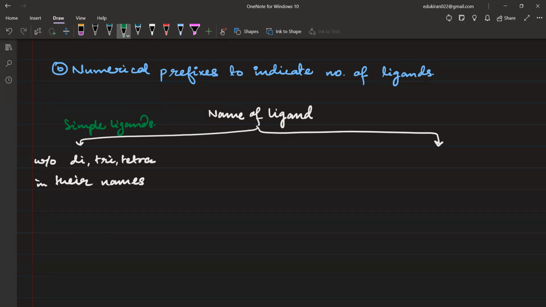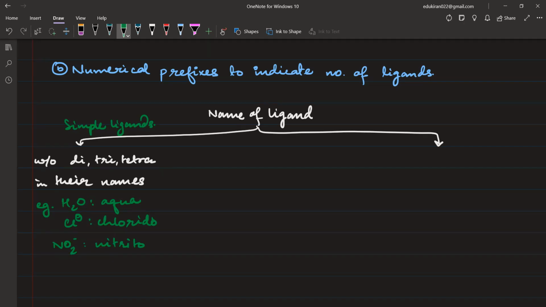ठीक है. For example, H2O का नाम क्या है? Its name is aqua. Aqua does not have di, tri, tetra inside it. For example, Cl negative is what? Chlorido. Chlorido does not have di, tri, tetra in it. Similarly, if you have NO2 negative, it will be nitrito. This also does not have di, tri, tetra.